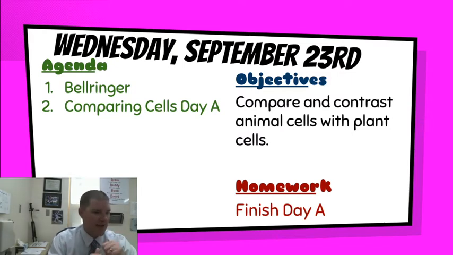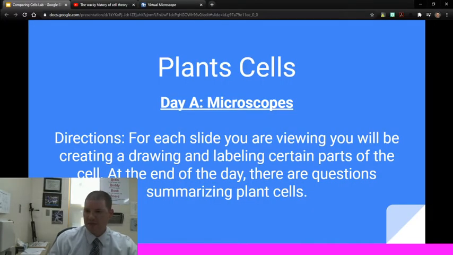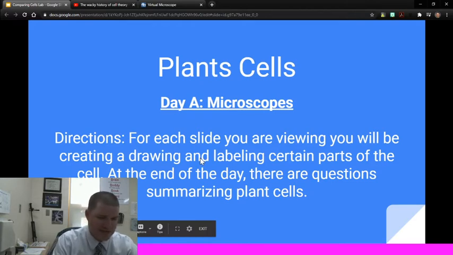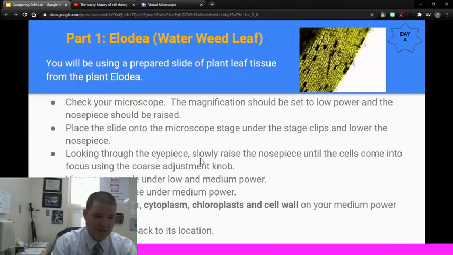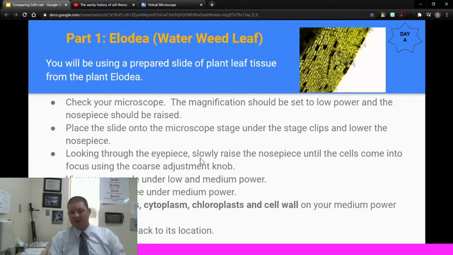So bring up that slideshow that we've been working on. And we're going to be looking at some plant cells today. So the directions for each one of these are our microscope viewing slides in here this time around. You're going to draw and label certain parts of the cell. And at the end of the day, there's going to be some questions summarizing our plant cells that we saw here. The first one that we're going to see is a water leaf that is called Elodea.